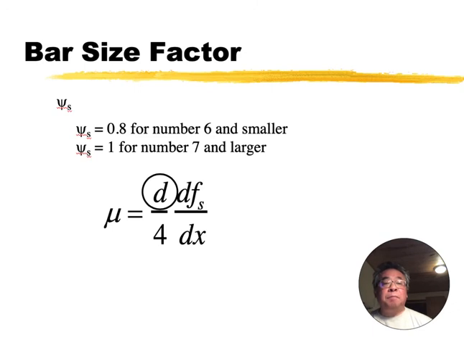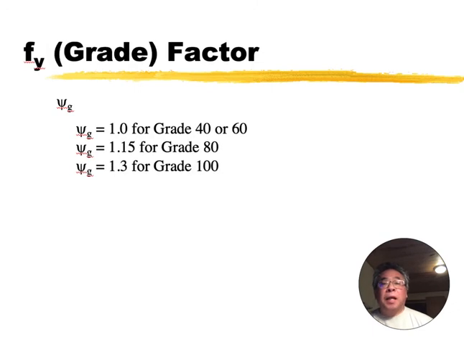This is the same as before. And then this is the new one. If you have grade 40 or grade 60, FY is 40 or 60 KSI, then you just have this factor of 1.0. But we do have the advent now of high strength rebar. And so if you have high strength rebar, you need longer development lengths.